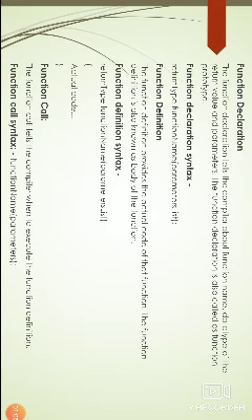So, function declaration. The function declaration tells the compiler about the function name, the data type of the return value, and the parameters. The function declaration is also called a function prototype. Function declaration syntax: return type, space, function name, in brackets parameter list, semicolon.